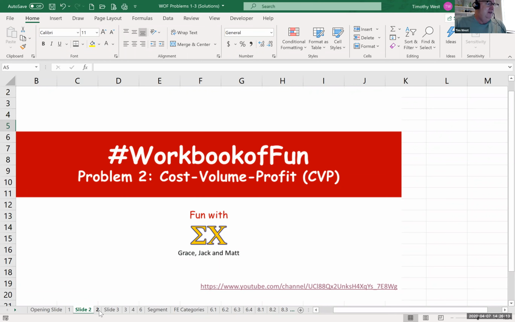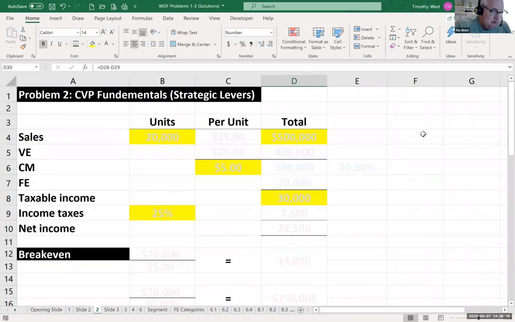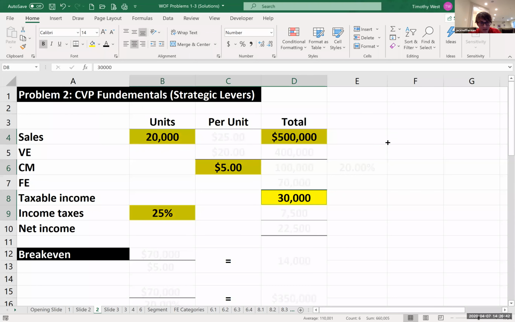So at this point, Jack's going to help us out here. One of the things we know, Jack, is you're given some information, right? So of the information we've got, which is given? The volume is 20,000. Your total sales are $500,000. The contribution margin per unit is $5. The income before tax is 30,000. And I think that's it. That's pretty much good enough.